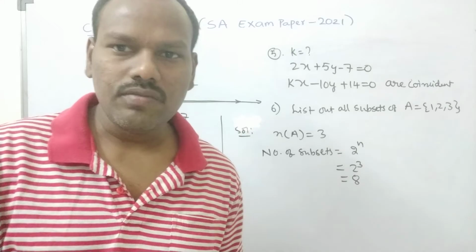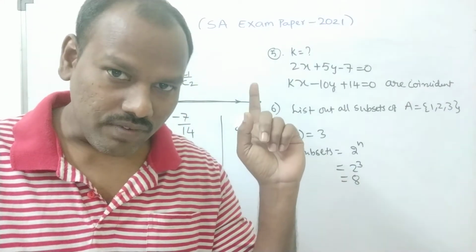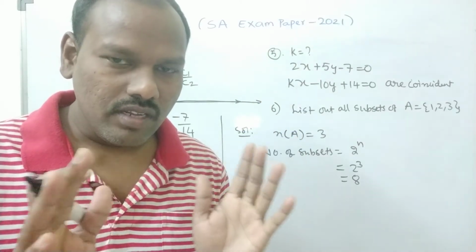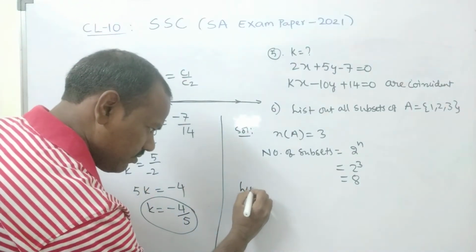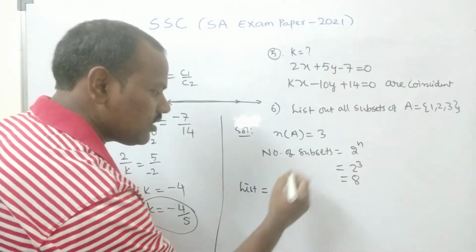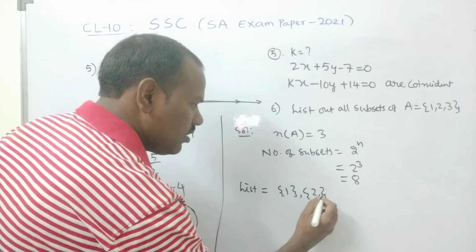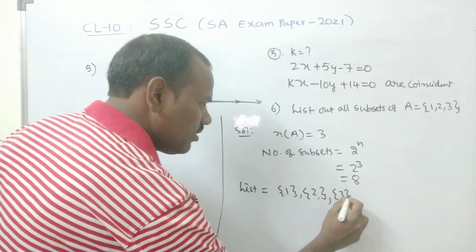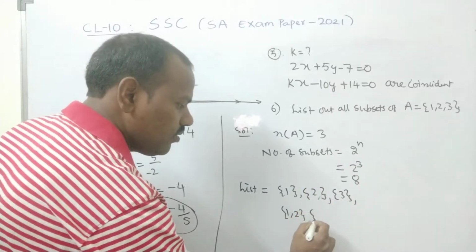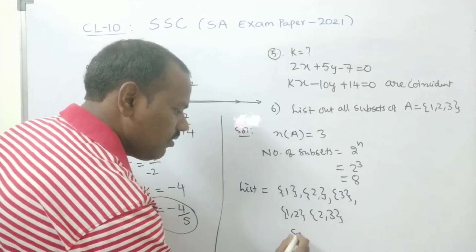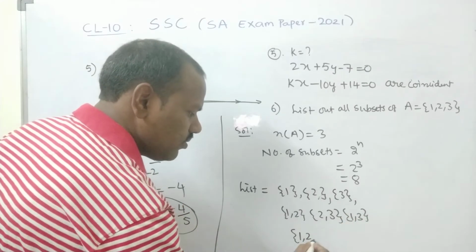Make sure children will get confused here about whether I have to keep all the sets within curly brackets or not. That is different. That is the power set. We are not writing the power set. We are writing the list of subsets. So now write here list of subsets: first write all the single elements {1}, {2}, {3}. Next, combinations of two: {1, 2}, {2, 3}, and {1, 3}, and finally {1, 2, 3}.